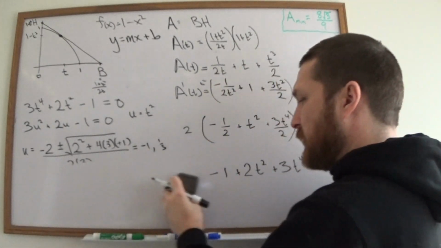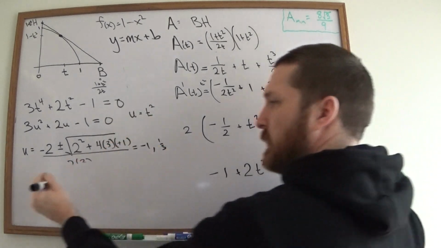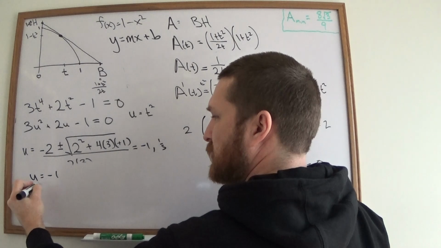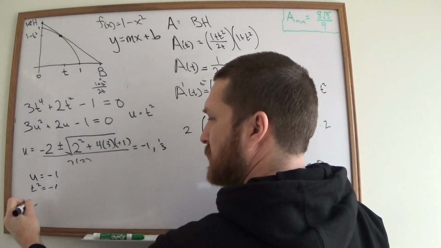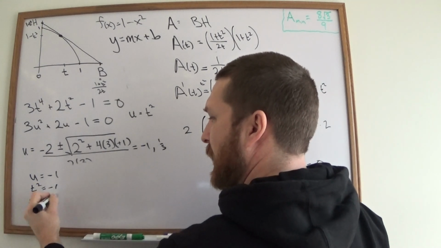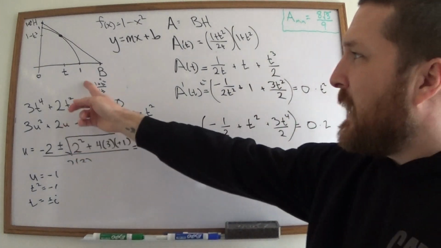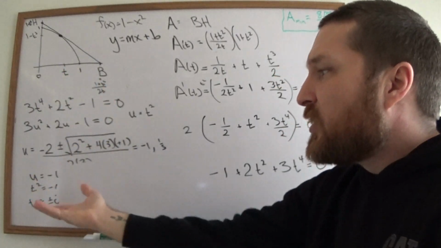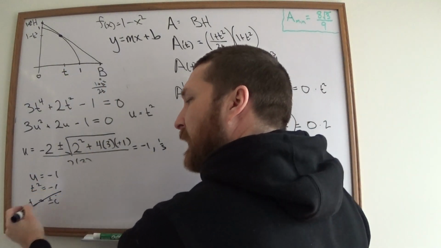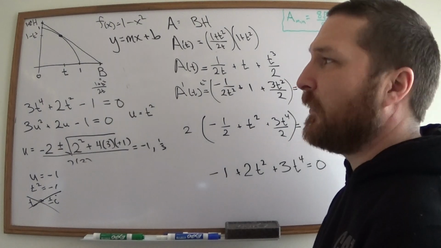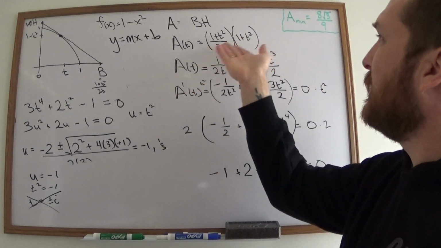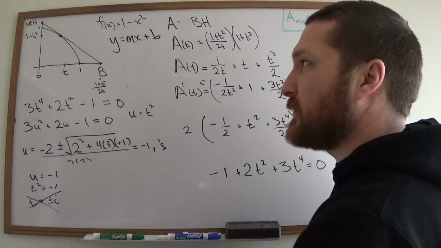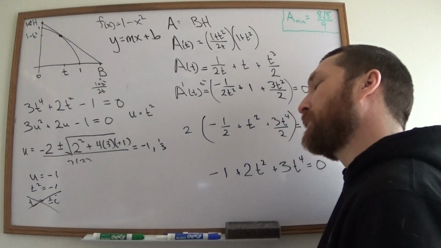If u is t squared, and u is negative 1, then t squared is equal to negative 1. So t equals plus or minus i. And the last time I checked, i does not live on the positive x-axis. So I think we could get rid of this one right there. I don't think that's going to make any sense. You plug that in and you're going to get i something. No, the area is not imaginary. It's actual. I shouldn't say real.